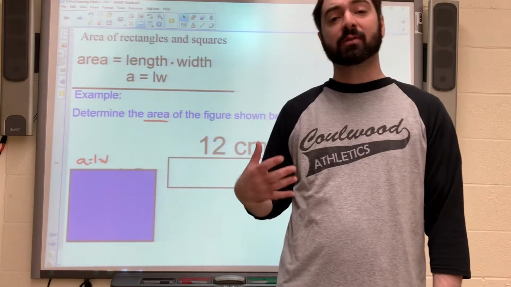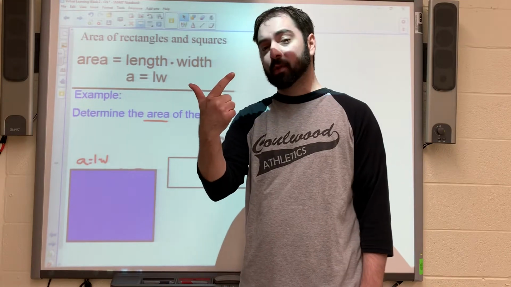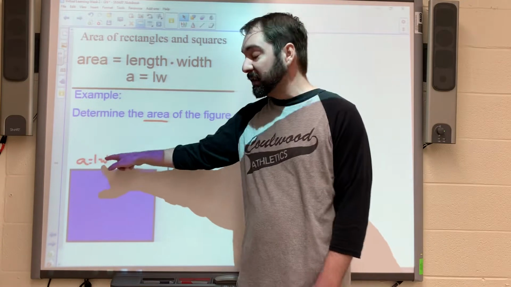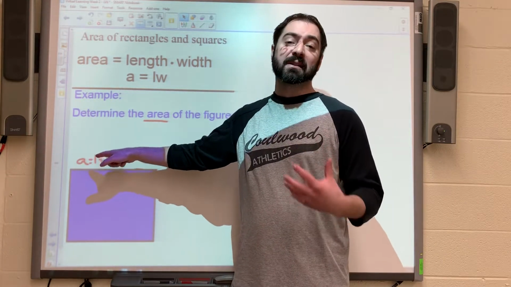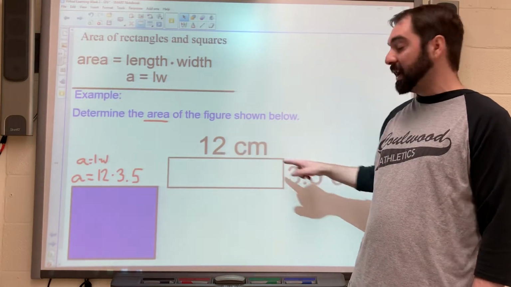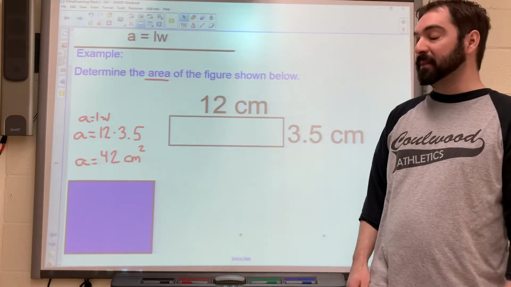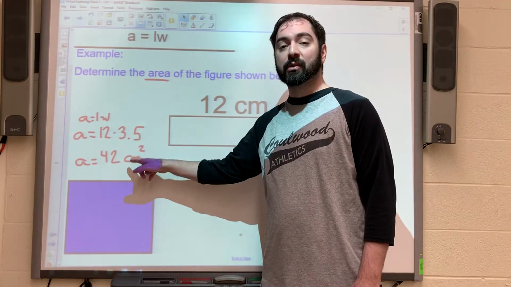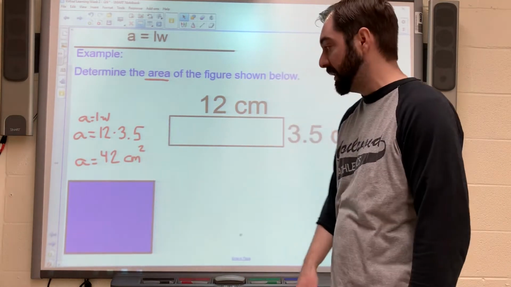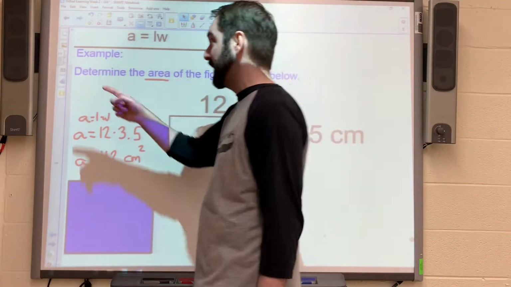Since you're starting to get to multiple formulas in 7th grade, you know the area of a circle, the area of a 4-sided shape, and the area of a triangle. You have 3 area formulas. Always list which one you need first so that you don't accidentally use the wrong formula. I listed the length times the width, 12 times 3.5, and I would have gotten a final answer of 42 centimeters squared. Remember, we always use units that are squared for area, so centimeters squared or centimeters to the 2nd power. Again, length times width, that works for squares and rectangles.